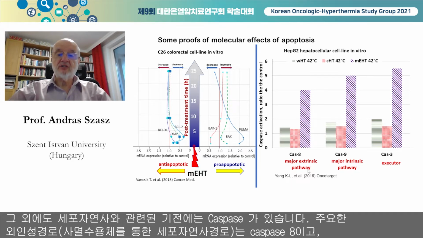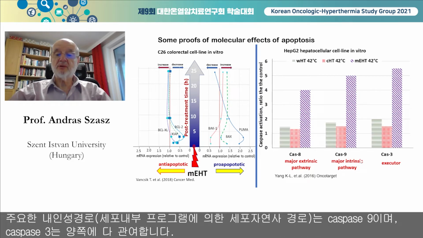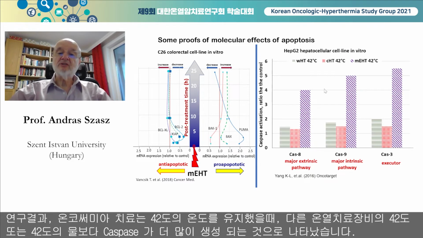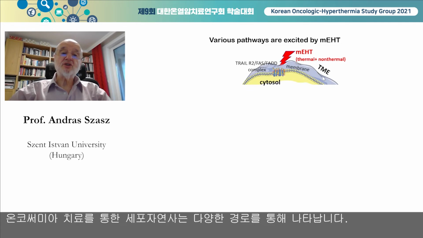The major extrinsic pathway uses caspase 8, the major intrinsic pathway uses caspase 9, and the executor of both is caspase 3. And we can see that in all caspases, so in all apoptotic processes, modulated hyperthermia at the same temperature is much higher than other capacitive, so homogeneous capacitive treatment at 42 or water bath at 42. It can be shown in various pathways by excitation of modulated hyperthermia.